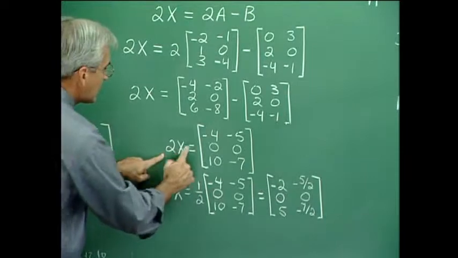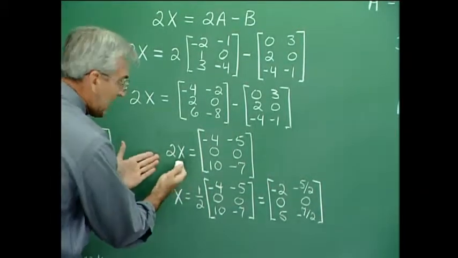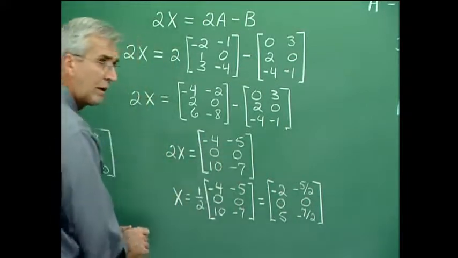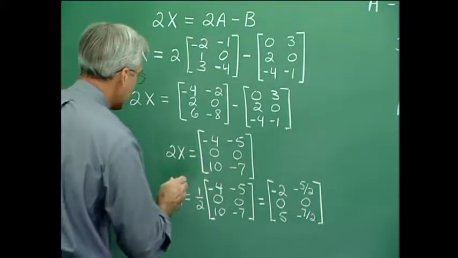Well, now we have 2x is equal to this matrix. How do we deal with that? Well, we want to isolate x, so we'll divide by 2 on this side, and we divide by 2 over here. Or we can think of it as multiplying by 1/2, and I think that's a little easier.